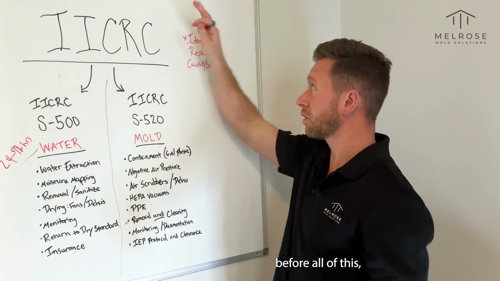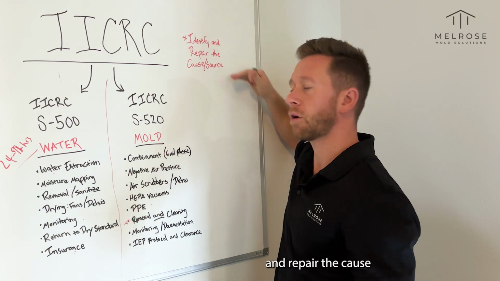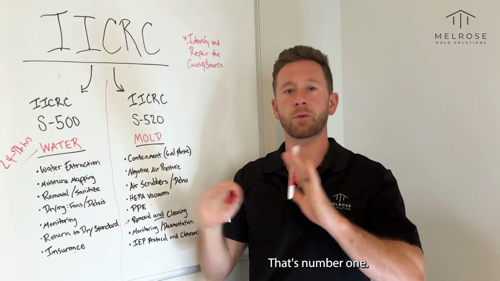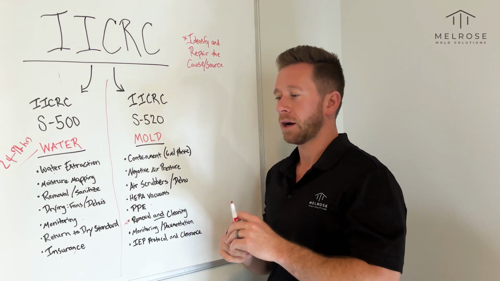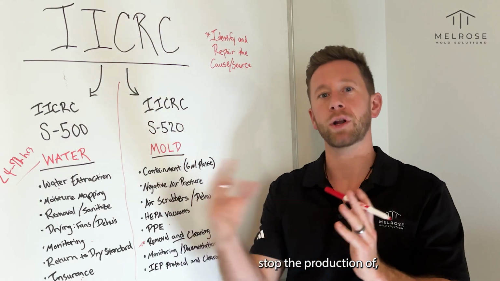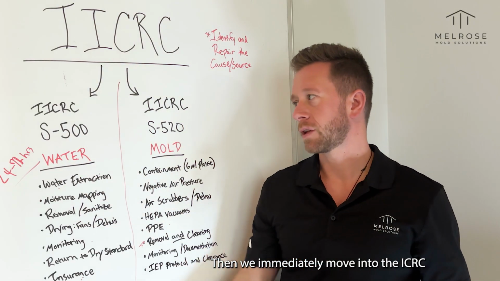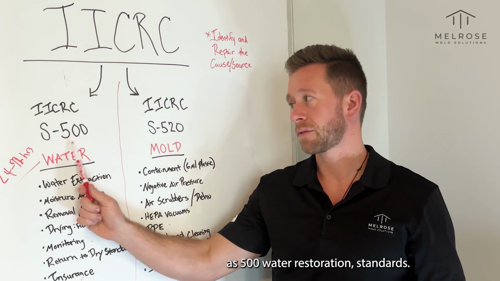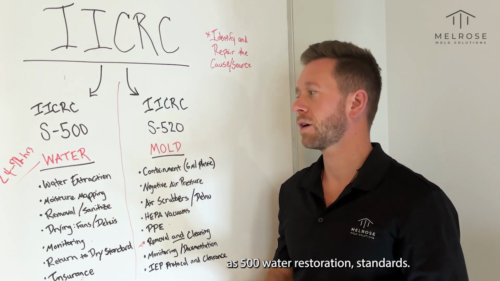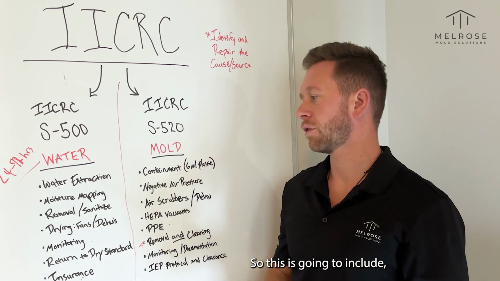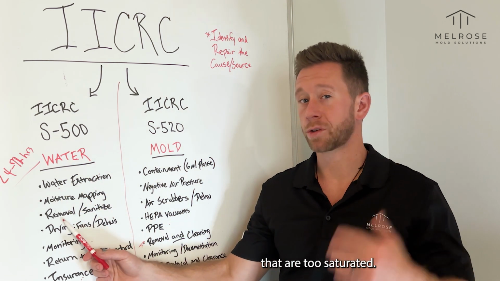Okay, so before all of this, we need to identify and repair the cause or the source of the issue. That's number one. A plumber needs to stop the leak. We need to stop the production of water intrusion, right? Then we immediately move into the IICRC S500 water restoration standard. So this is going to include removing materials that are too saturated.